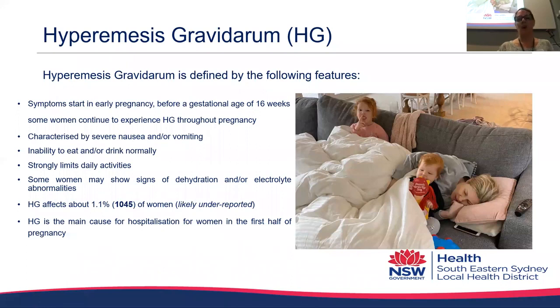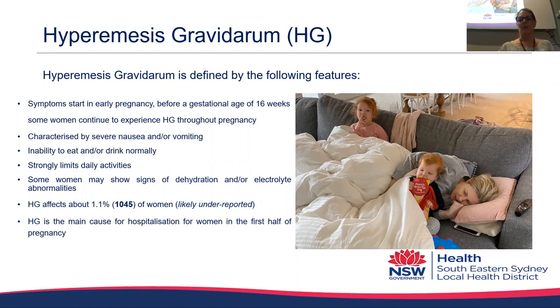HG is a severe form of nausea and vomiting in pregnancy. It's generally described as unrelenting, excessive pregnancy-related nausea and/or vomiting that prevents adequate intake of food and fluids. HG is the leading cause of hospitalization and second to premature labor as the leading cause overall during pregnancy.